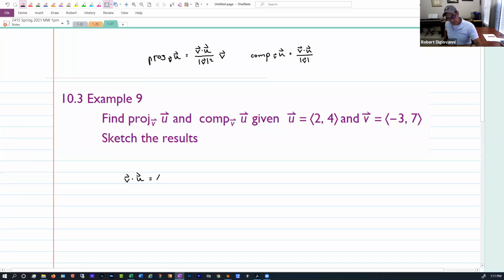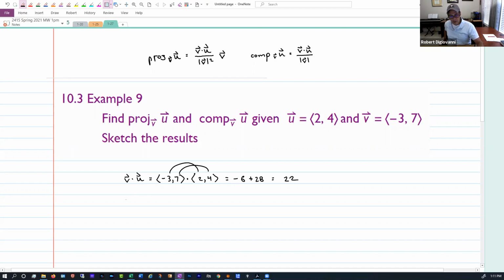That means we're going to take the vector v, negative 3, 7, and dot it with the vector 2, 4. And if we do that, then we get what? Negative 6. We multiply these two, right? Negative 6 plus 28 should be 22. So that's v dot u.